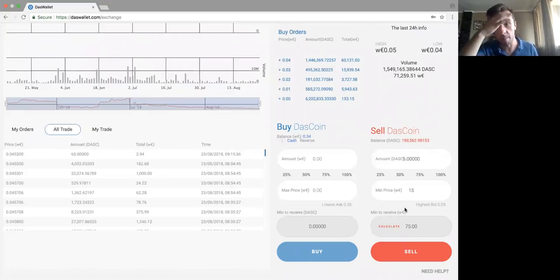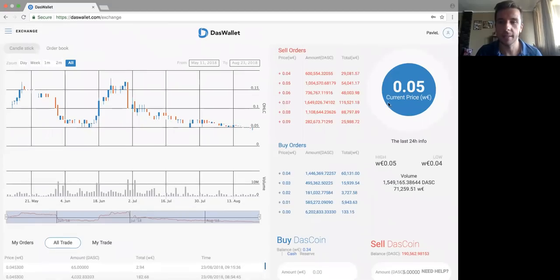Again, if we remember what we just said a couple of minutes ago, in order for this transaction to happen, somebody would need to want to buy DasCoin at the price of 15 web euros. Again, what does this tell us? When people talk about the price of the coin itself, this price is actually generated per 24-hour info on the trades.